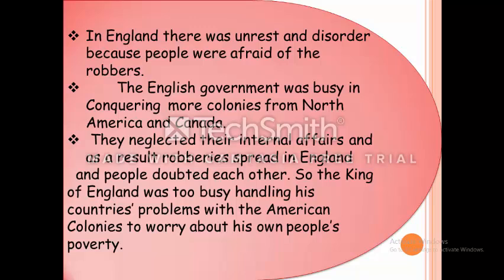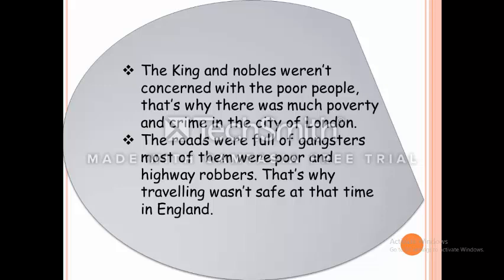Well, in England there was unrest and disorder because people were afraid of the robbers. The English government was busy conquering more colonies from North America and Canada. They neglected their internal affairs, and as a result, robberies spread everywhere in England, and people doubted each other. So the King of England was too busy handling his country's problems with the American colonies to worry about his own people's poverty. The king and nobles weren't concerned with the poor people. That's why there was much poverty and crime in the city of London.